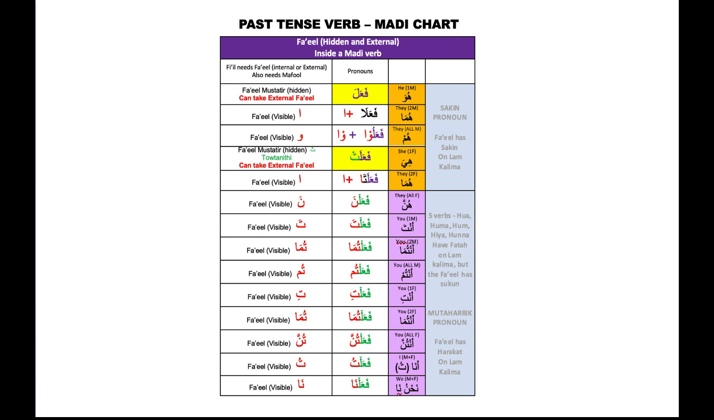Now also learn the term mustatir. Mustatir is the Arabic name of hidden. So we got fa'ala, hidden fa'il is huwa there.